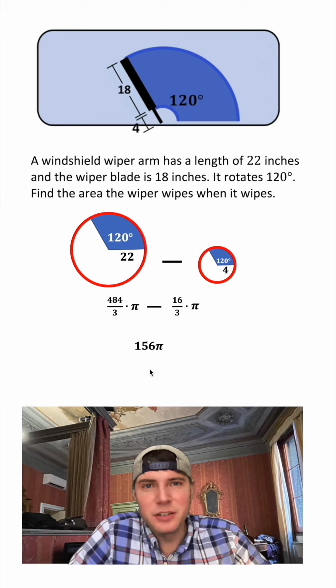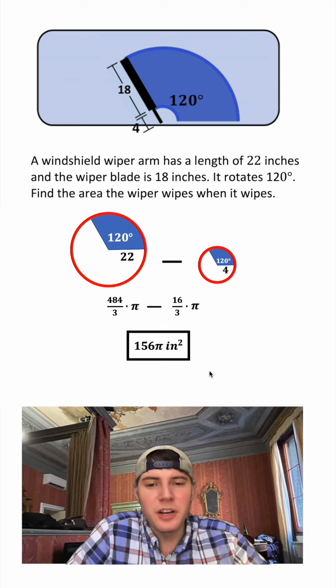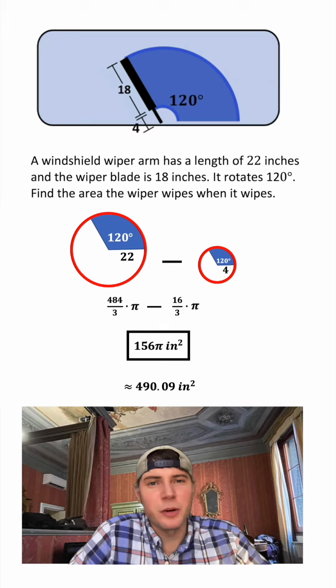468 divided by 3 is equal to 156, and we just give it a label of inches squared, and we now have our area. The wiper wipes 156 pi inches squared, and that's approximately 490.09 inches squared. How exciting.